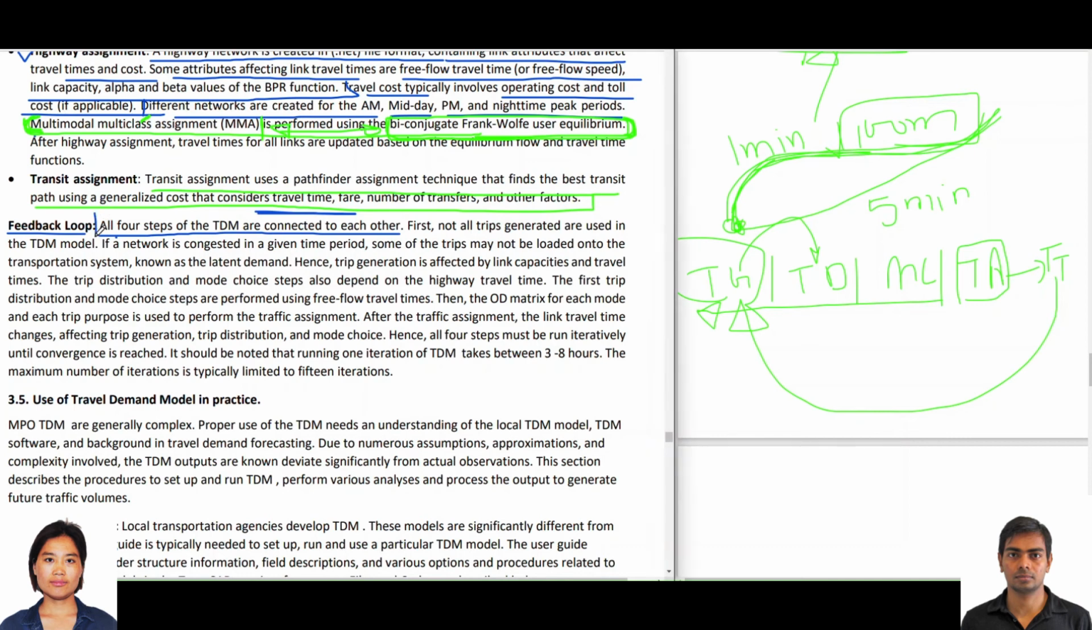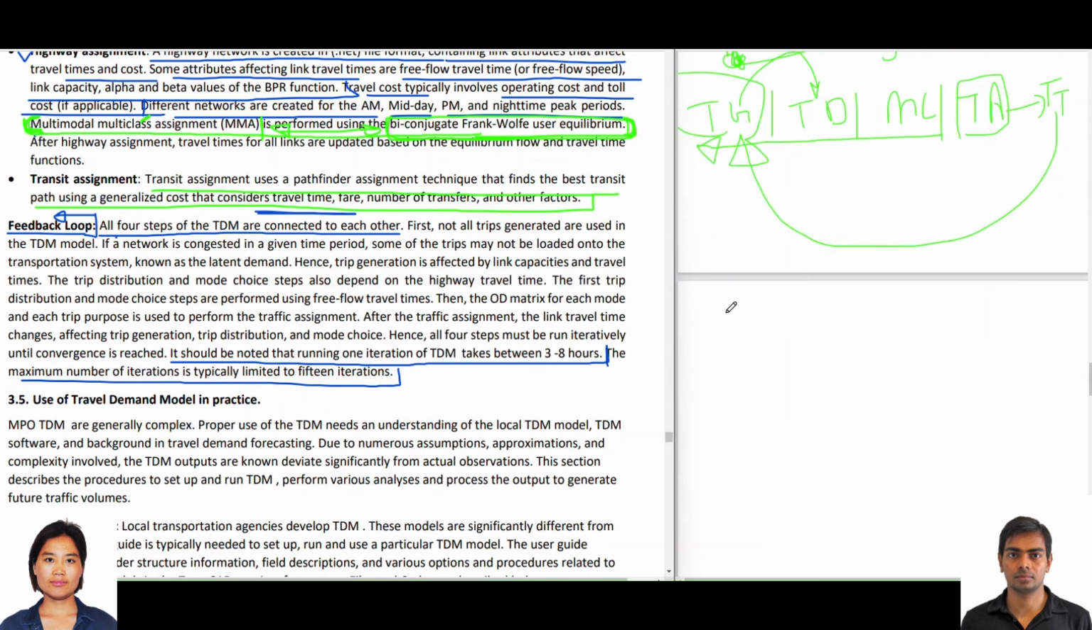Feedback loop is very important in TDM because of the time it takes to run one feedback loop. It should be noted that running one iteration of TDM takes about 3 to 8 hours, just one iteration. The maximum number of iterations is typically limited to 15. Travel demand models typically run somewhere between 8 to 15 iterations. So on average, it takes about 6 hours.